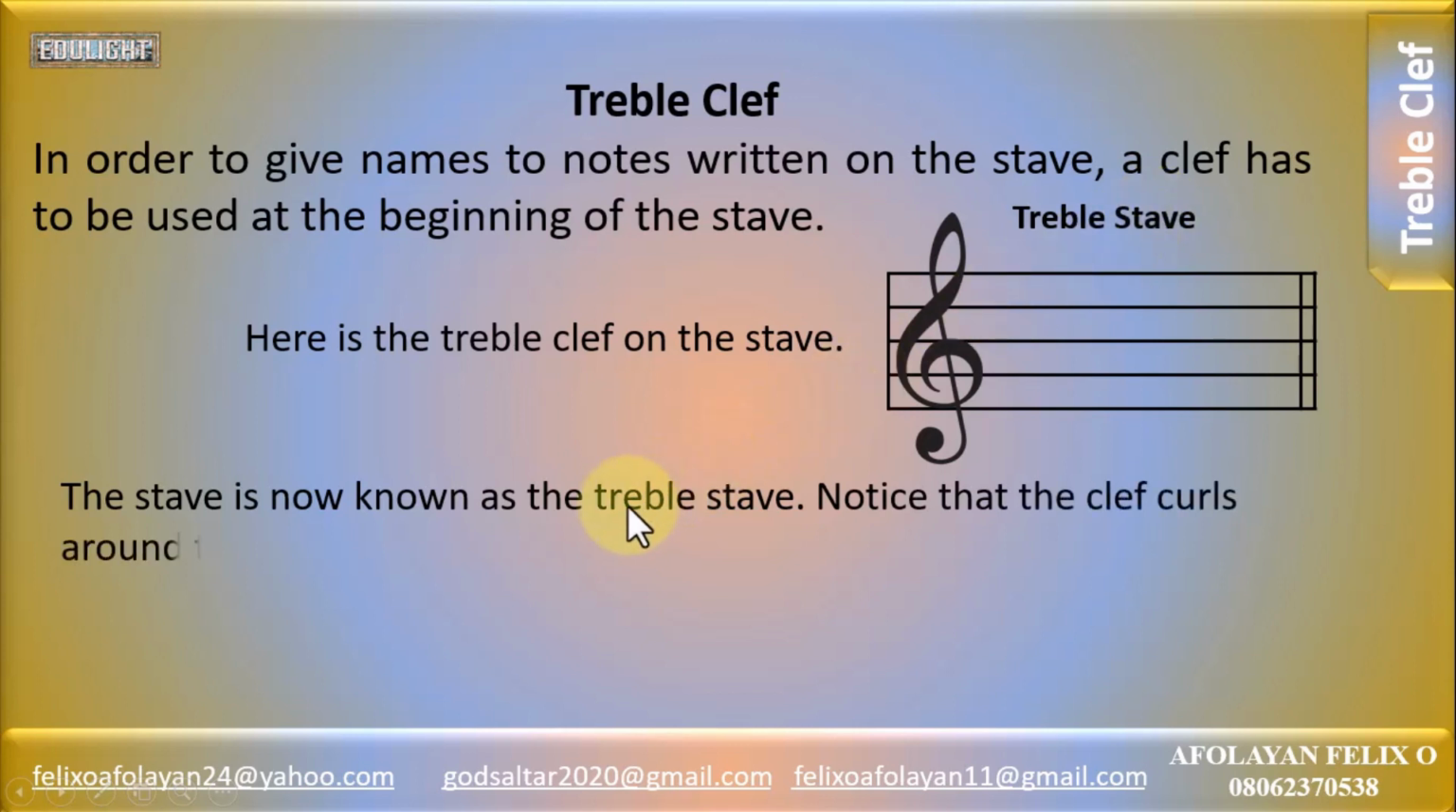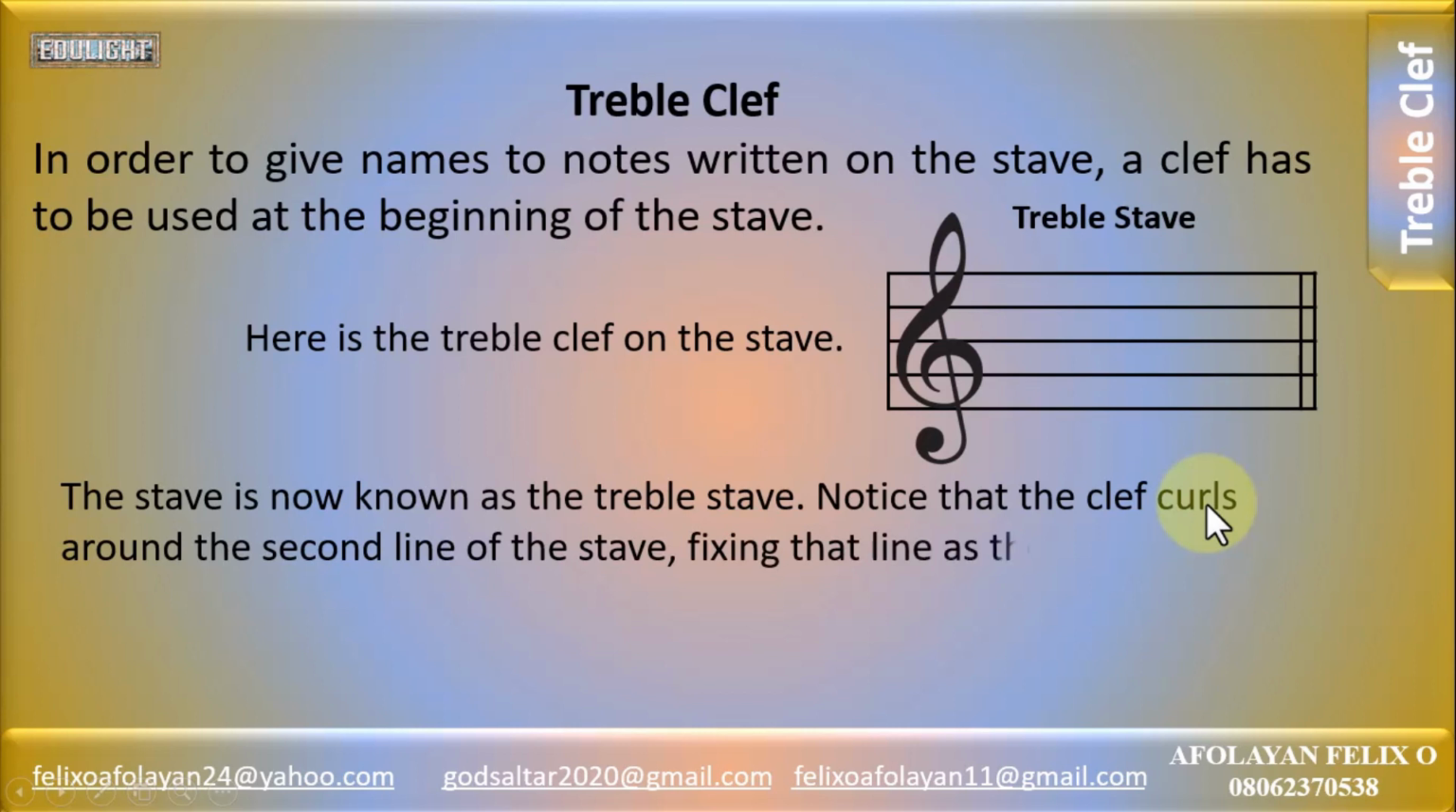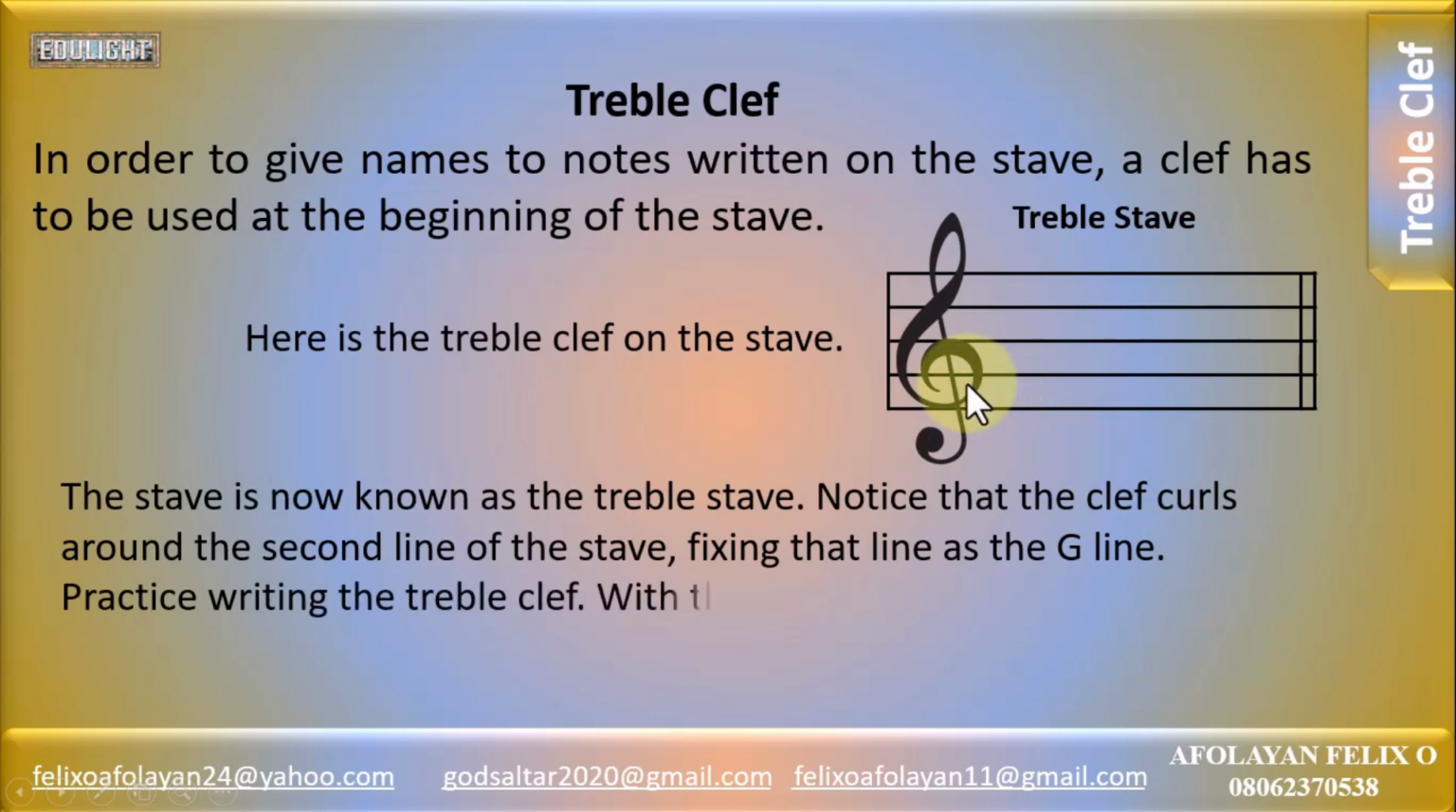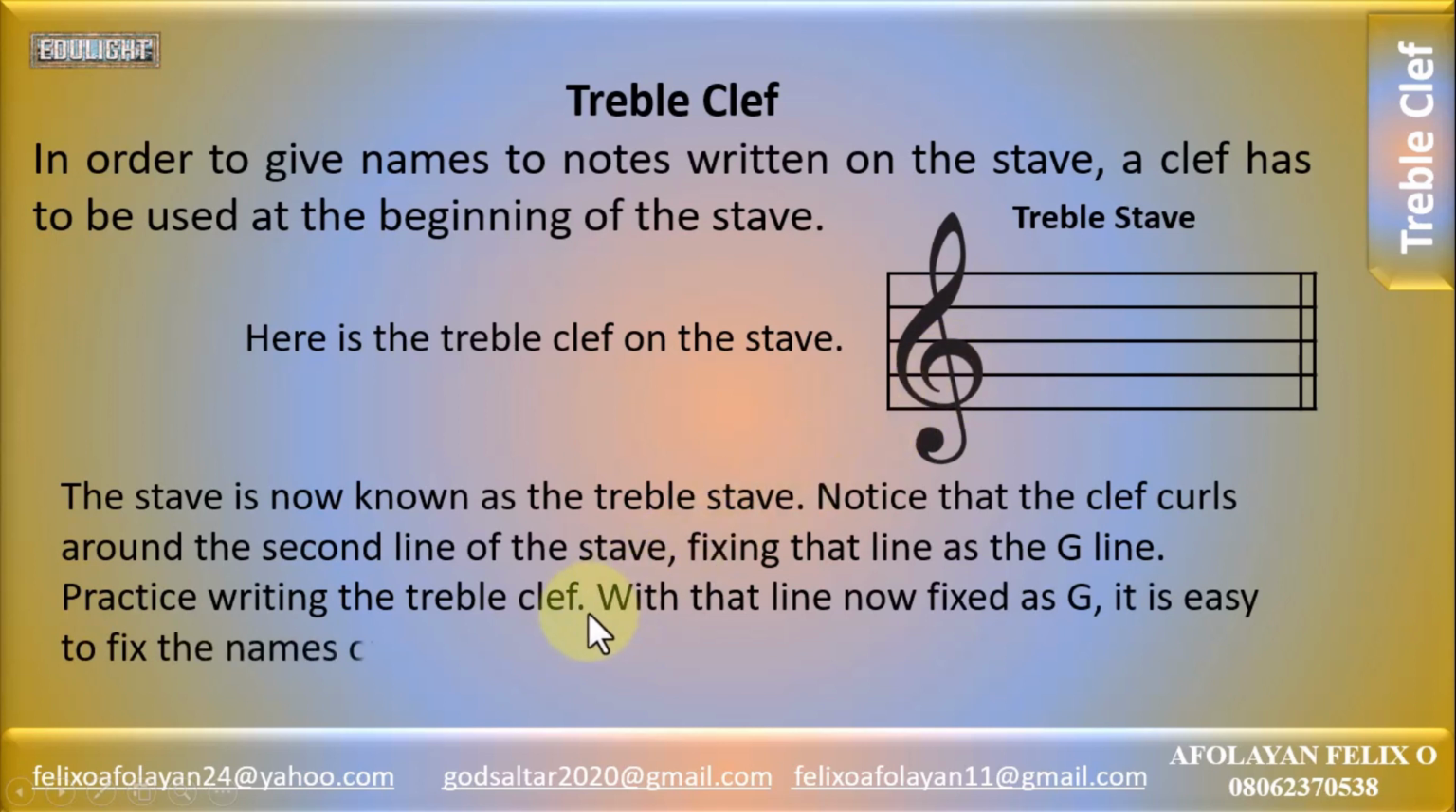Notice that the clef coils around the second line of the staff, fixing that line as the G line. That's why we call it the G clef. Practice writing the treble clef with that line now fixed as G. Very important. It is easy to fix the names of all other lines and spaces.